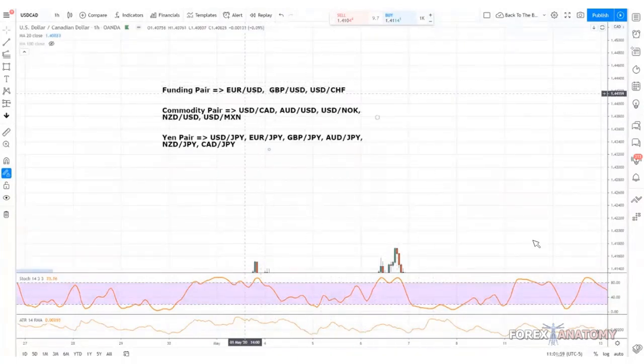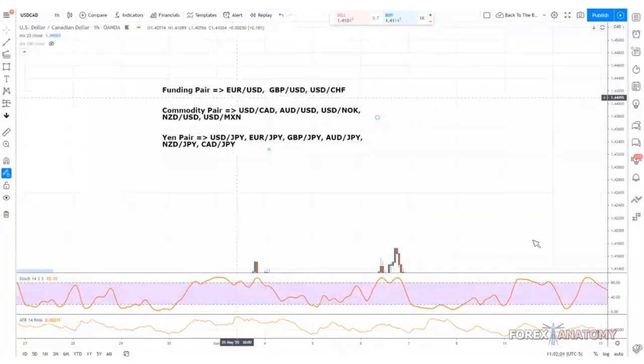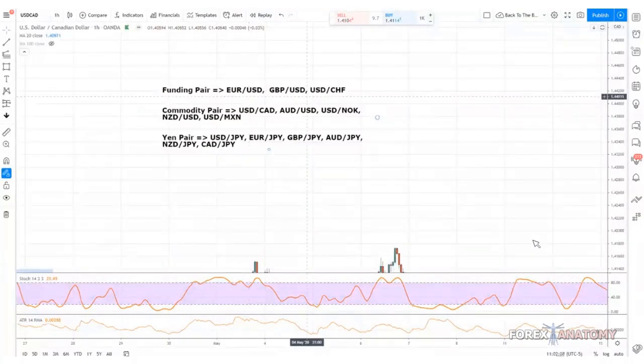The major, how can I put it? Well, I know he has right here. These are your funding pairs right here at the top. They're mostly your most liquid pairs. The funding currency is always the one that funds the carry trade, and we'll talk about that eventually later. But then he has this category, which is a commodity link pair.